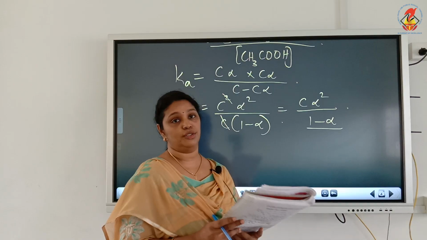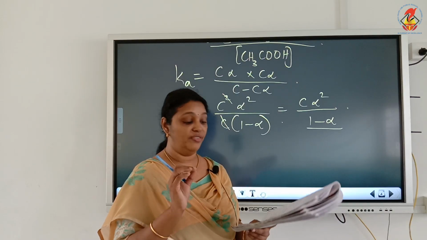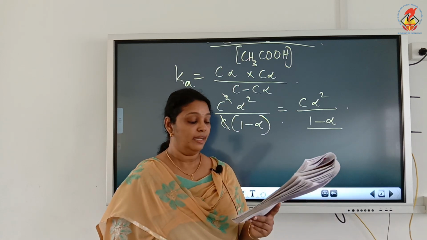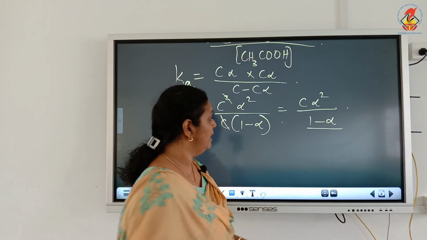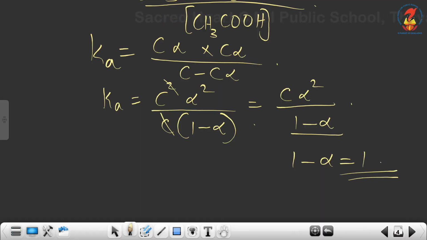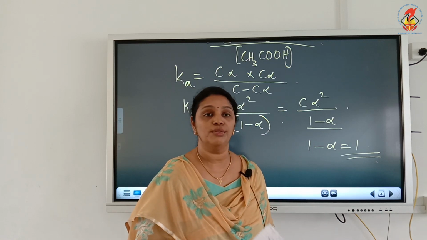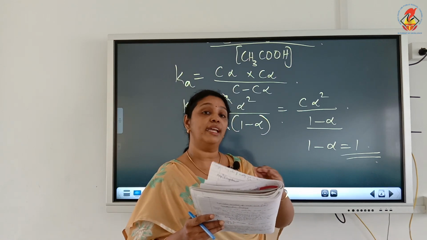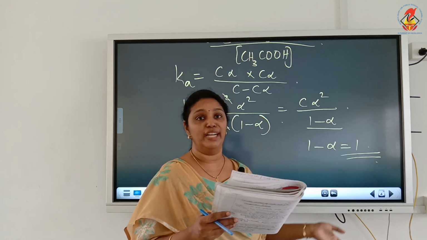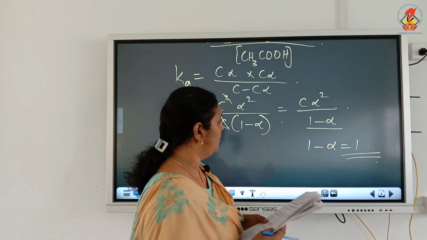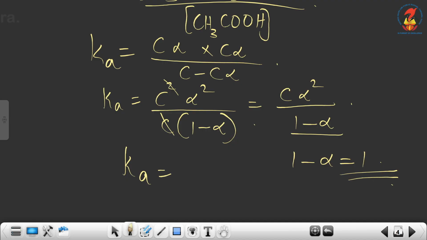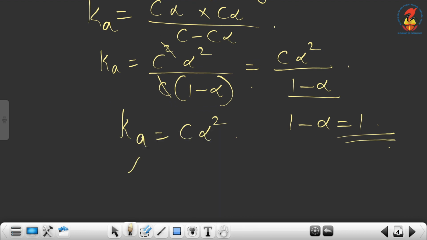Now in the case of a weak electrolyte, the value of alpha is very small and can be neglected in comparison to 1. So 1 minus alpha can be taken as equal to 1, because it's a weak electrolyte and the degree of dissociation is very less. So we can write the final expression as Ka is equal to C alpha square, or the degree of ionization alpha will be equal to the square root of Ka by C.